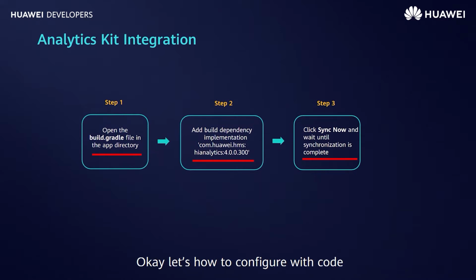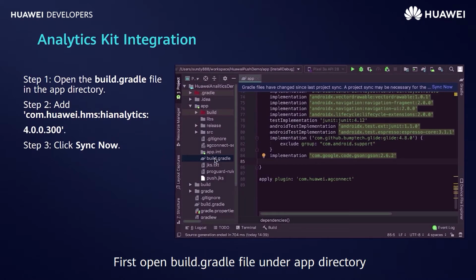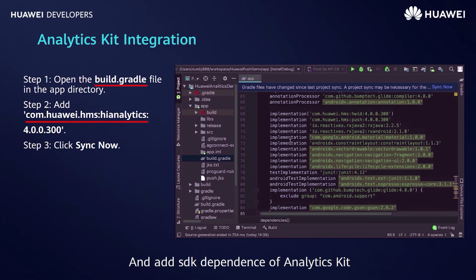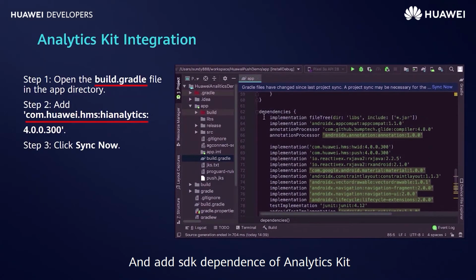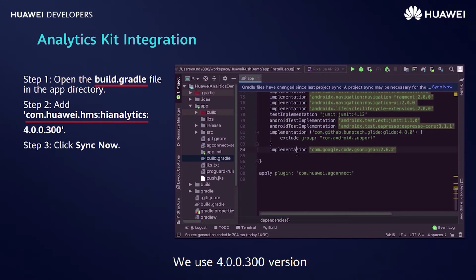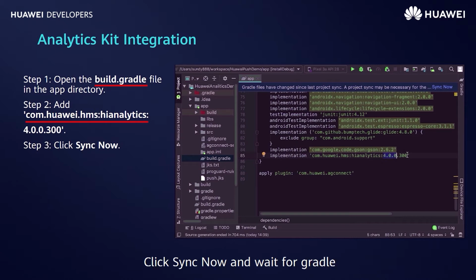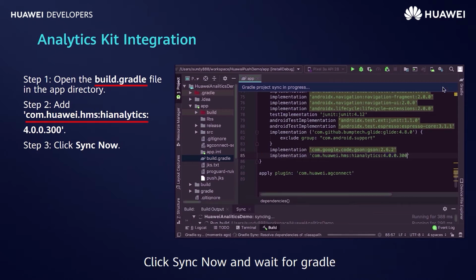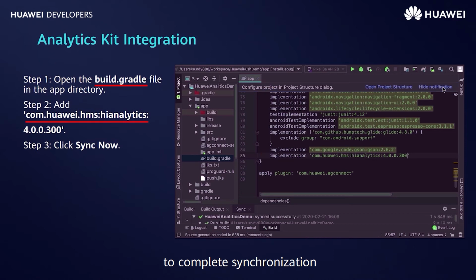Okay, let's see how to configure with code. First, open build Gradle file under app directory and add SDK dependence of Analytics Kit. Add in this position. We use 4.0.0.300 version. Click Sync now and wait for Gradle to complete synchronization. This way our kit has been integrated, and we can use SDK of Analytics Kit.